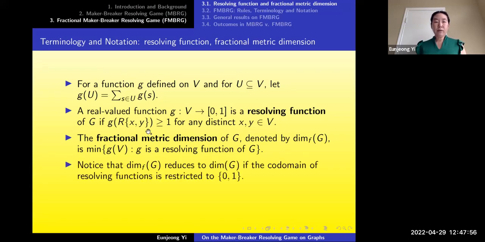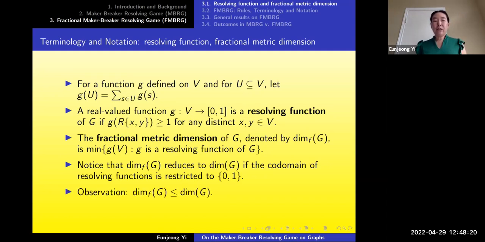As one can expect, fractional metric dimension reduces to metric dimension if, from the second bullet, you replace the codomain, the 0 to 1 real value interval, by the discrete values 0 and 1. Then that basically becomes a resolving set.